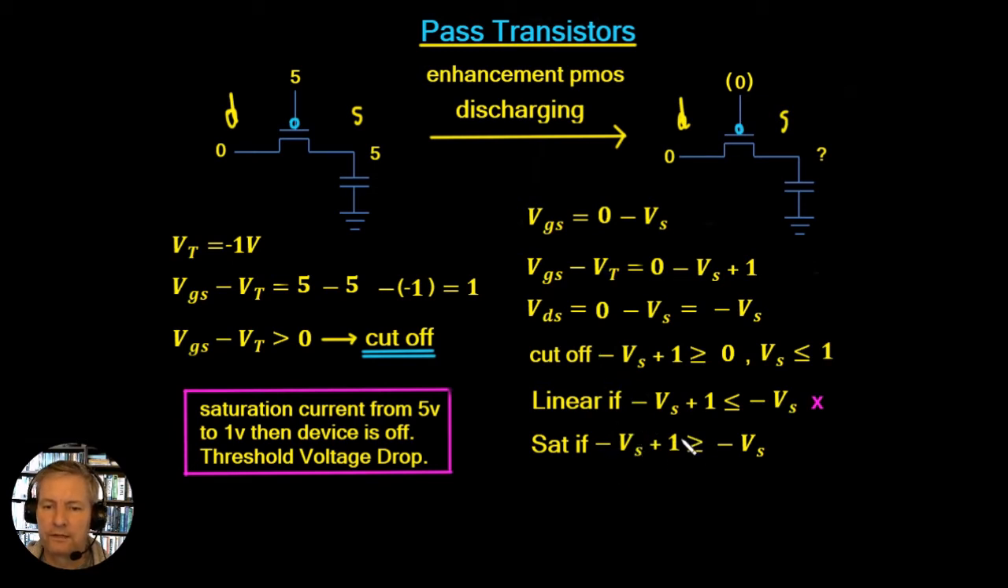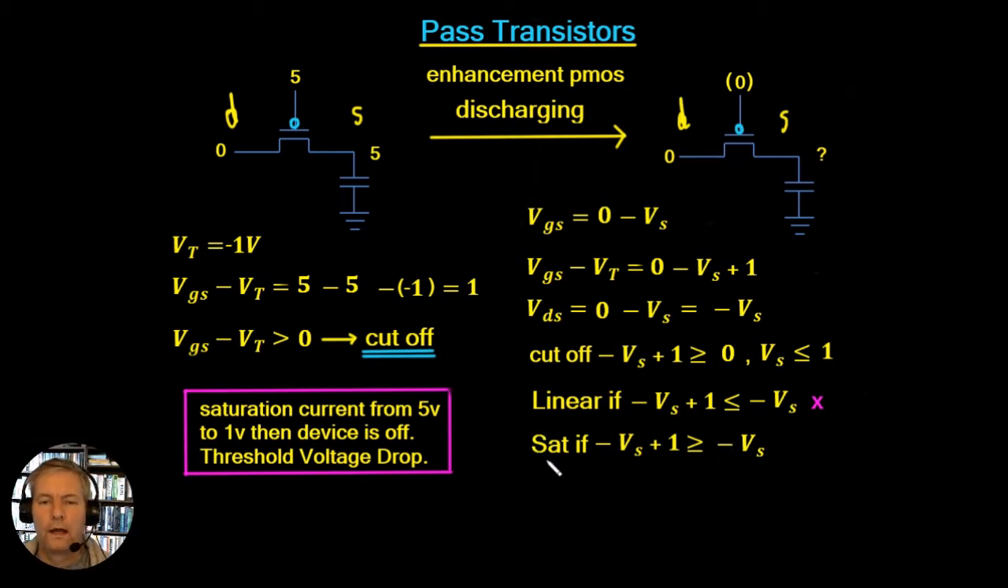So that's minus Vs plus 1, and again the VDS is going to be equal to just the minus Vs. So we're checking this equality here. So we can take this minus Vs across, and it becomes plus Vs minus Vs. That ends as a 0. So what we're saying is 1 is greater than or equal to 0. So 0 is greater than 0. So it is in the saturation region.